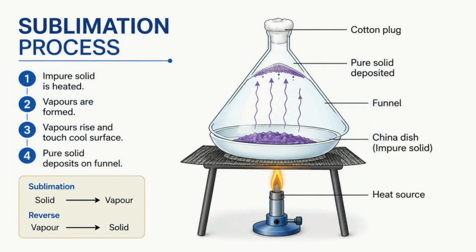And the next process is sublimation. Now students, let us study sublimation. Sublimation is a process where a solid changes directly into vapor without becoming liquid. When the vapor cools, it changes back into the solid form. This process is used to purify substances that can sublimate.